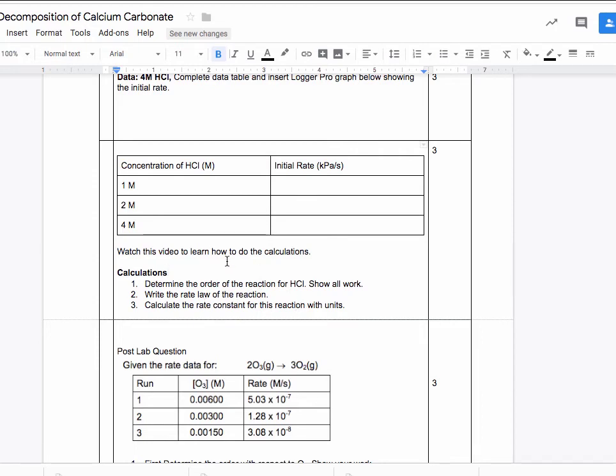So I'm going to show you how to do that with this video, and then I want you to do your work. You can do it on a piece of paper and then insert your work in here because it's kind of hard to do it on the computer, I feel. So just do it on a piece of paper and then just insert it down here below number 3 will be fine.